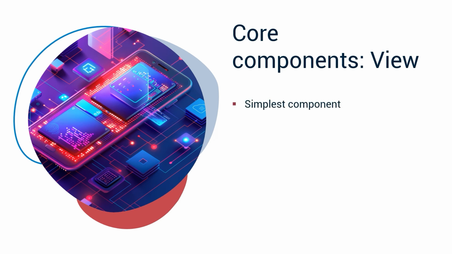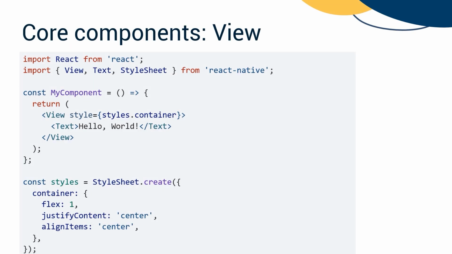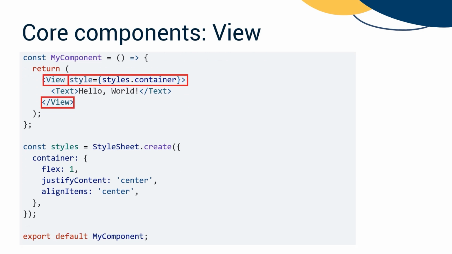View is the simplest and most basic component of React Native. It is a container that helps the layout with Flexbox, styling, some touch controls, and accessibility options. The syntax is the opening tag of the view component, which acts as a container for other components. The style prop applies styles to the view component. It references a style object such as styles.container. It is the closing tag of the view component, indicating the end of the container.